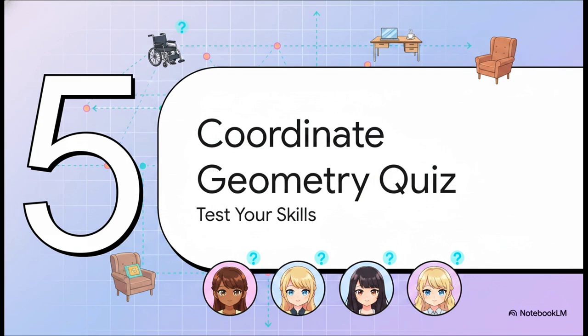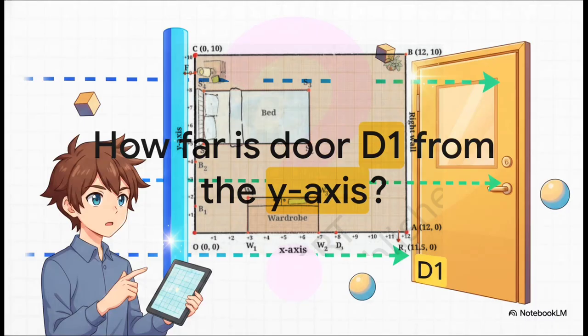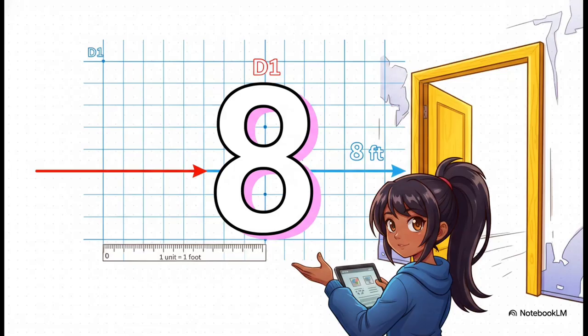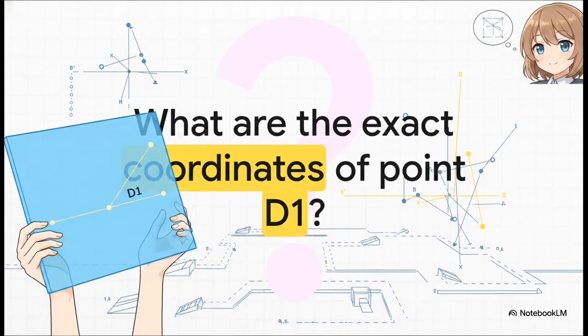Let's put our skills to the test with 5 quick, real-world questions based on Rian's room. Let's see if this space is truly accessible. Question 1. Thinking back to those mapped axes, we need to figure out the horizontal distance from the y-axis all the way over to the start of the door, which is labeled as point D1. Any guesses? Well, if we trace it straight down, point D1 aligns perfectly with the number 8 on the x-axis. And since Shalini's scale is 1 unit to 1 foot, that means the door is exactly 8 feet away from the left wall.